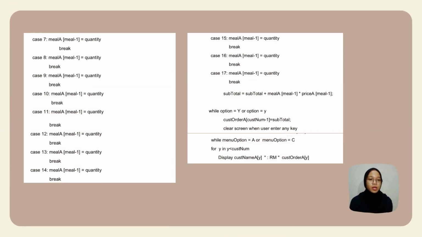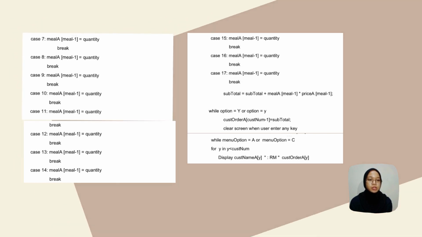Then, the program will ask the user whether to continue or not. If no, the receipt of the customer will be displayed that contains the name of the customer, address, and also the subtotal and delivery charge. And lastly, the total will also be displayed in the receipt. The total means the price of meal times quantity plus the delivery charge. If the user chooses Y to continue, the program will ask the customer's name again and so on.